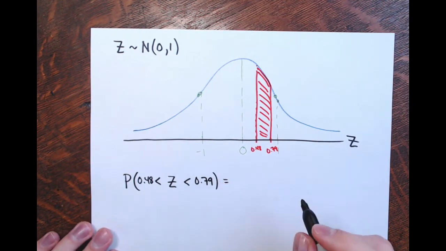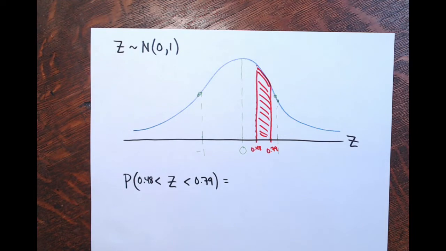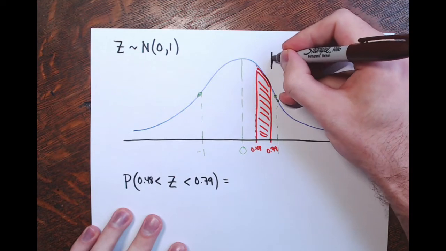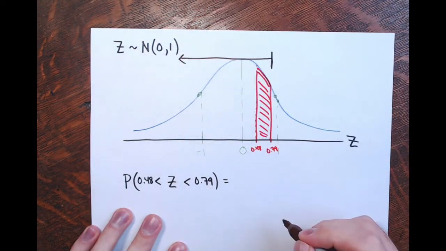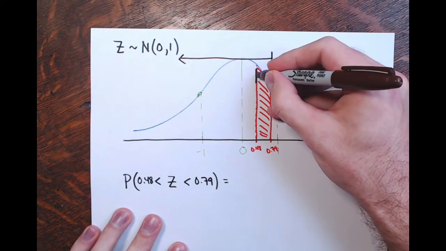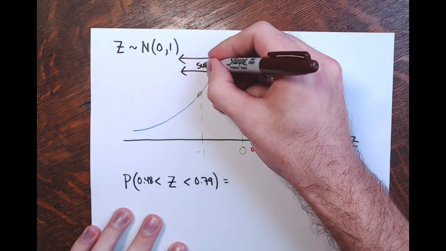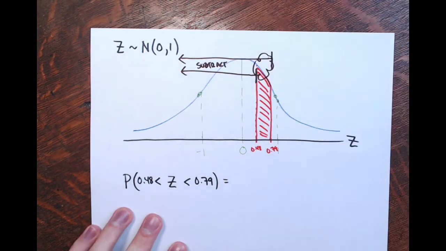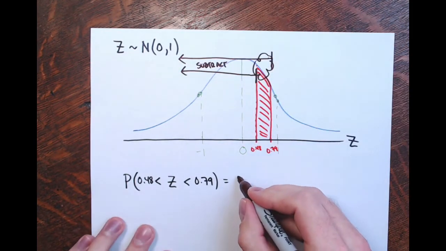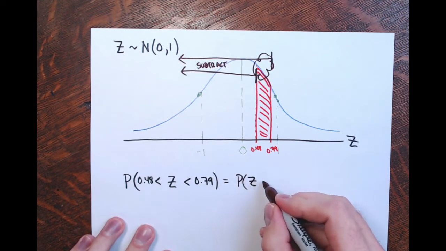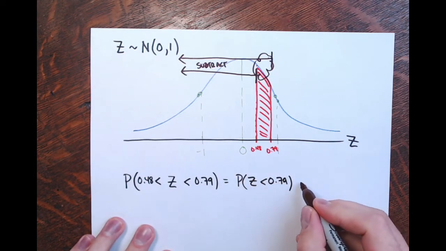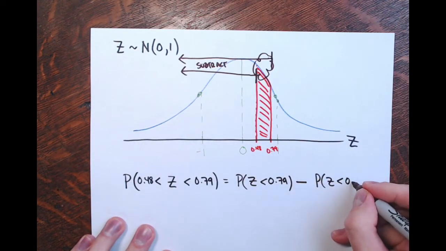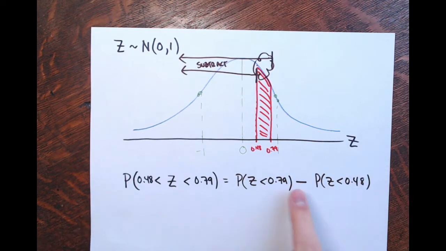Now what we're going to do is I'll use the table first. So what we're going to do is I'm going to look up 0.79, find the area to the left of that, look up 0.48, find the area to the left of that, and then subtract, right? Just like the last problem. And then that'll give us the area in between that I want, right? So I'll write this as the probability that z is less than 0.79. And then we're going to subtract the area to the left of 0.48, the probability that z is less than 0.48. And I find these on my table.